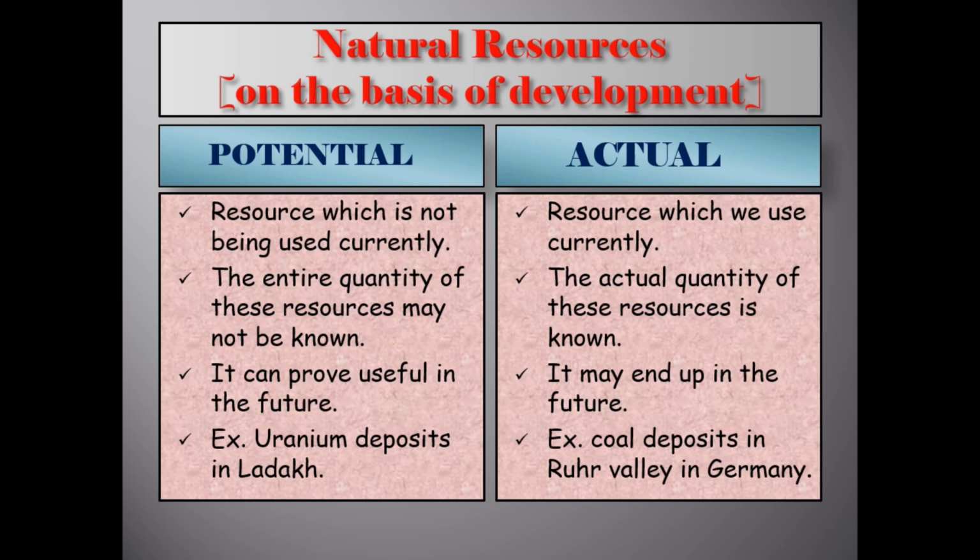Let's take a quick review again. Potential resources are resources which are not being used currently, and actual resources are the resources which we use currently. The entire quantity of potential resources may not be known, and the actual quantity of actual resources is known. Potential resources can prove useful in the future because they have possibility. Actual resources are being used at present, so they may end up in the future. Examples are in front of you.